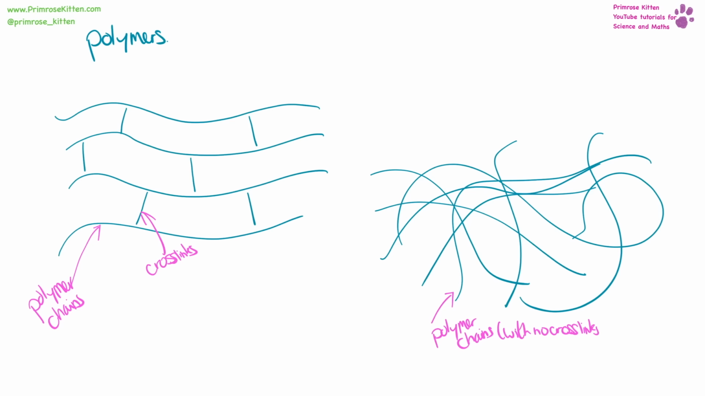With polymers, whether they have cross-links or not is going to determine what their properties are going to be like. So polymers that do have cross-links are very, very fixed in place. These are going to burn upon heating, whereas polymers without cross-links are going to melt upon heating, because these polymers can slide across each other, whereas these ones cannot slide across each other.